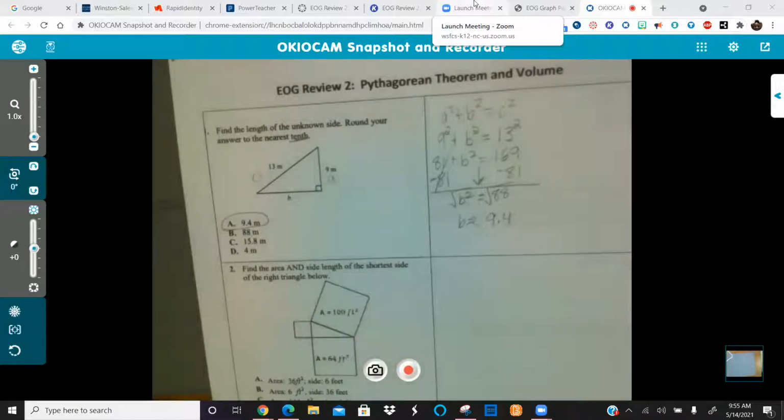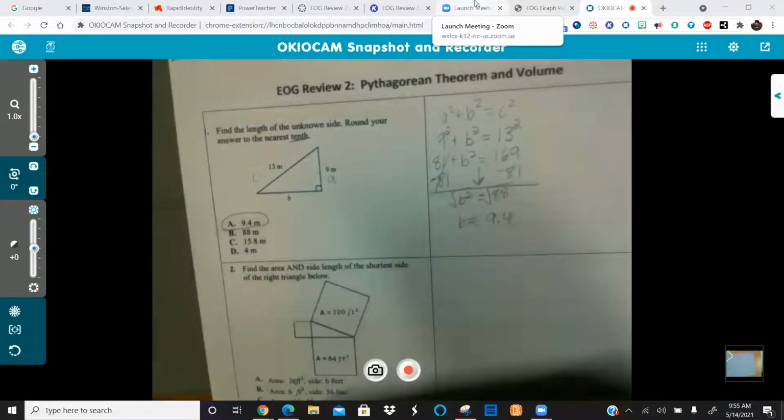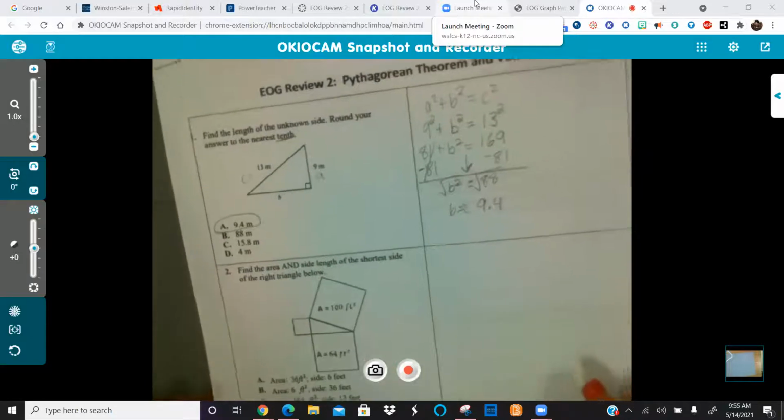If you're at home, please use the raise your hand tool to let me know you need more time. Okay. All right, I'm going to keep going, okay? No one raised their hand. I'm going to keep going.